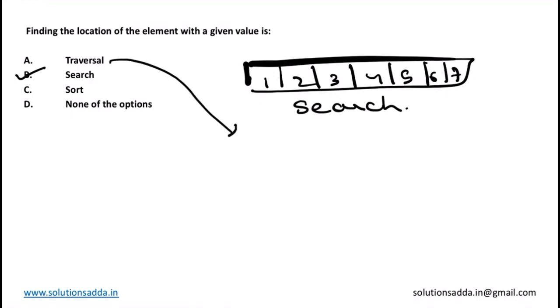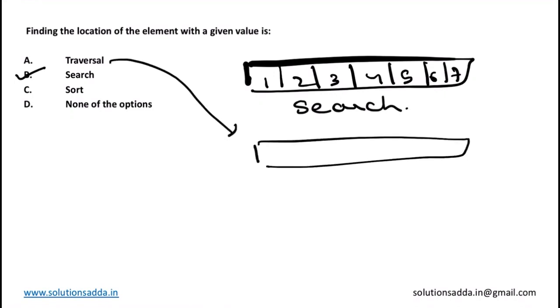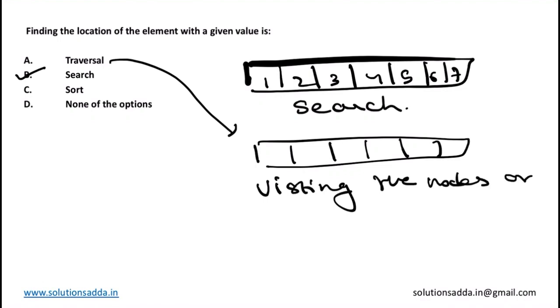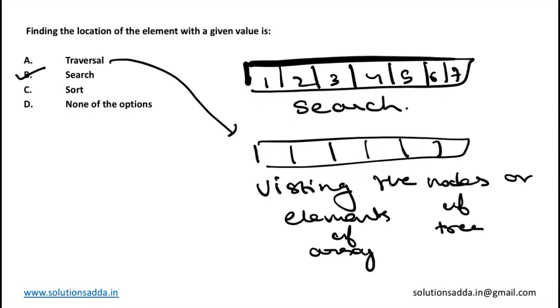What does traversal mean? Traversal means visiting all the nodes or visiting all the elements of an array, nodes of a tree or graph, whatever it is. So while we visit or we print the values, this is called traversal. Sorting is to arrange the values or elements in a particular order. Hence the correct answer for this question is search.